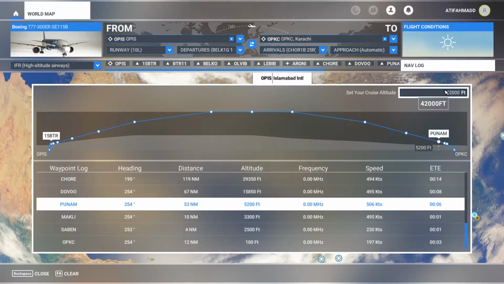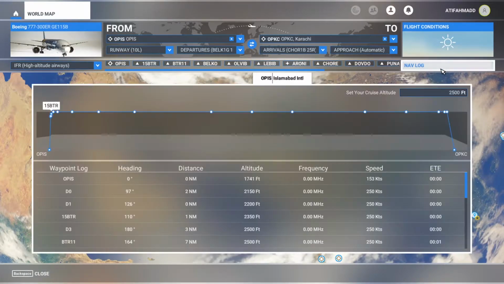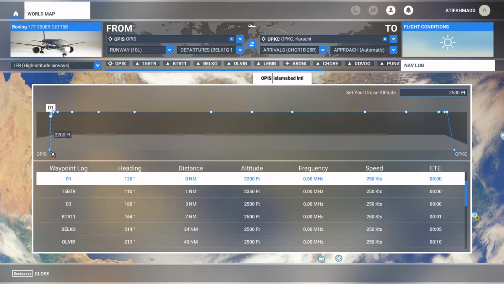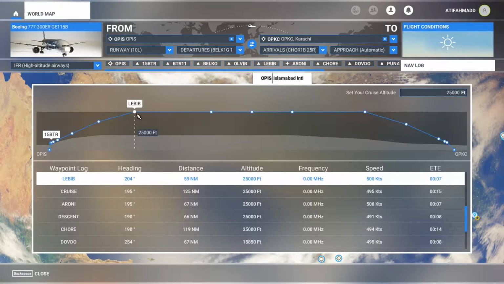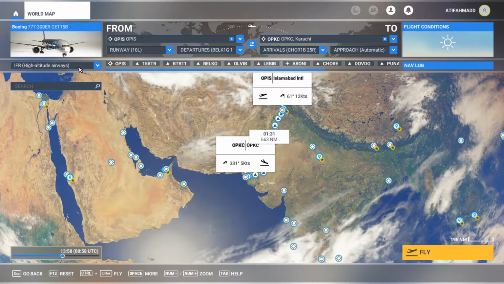I'll go to the navlog and I will set the cruise altitude 25,000 feet because I don't want to take so much time. It's already late in the night and I have to sleep to go to my office. So as soon as we'll take off from OPIS, we will be reaching the 25,000 cruising altitude, and that's it. So first of all, I'm going to try it with the 777.